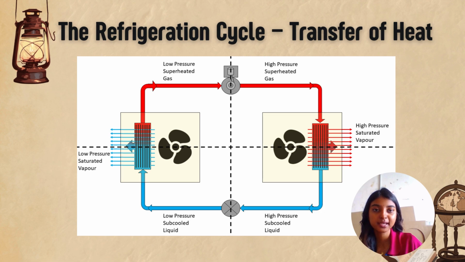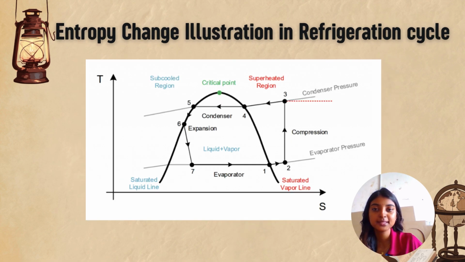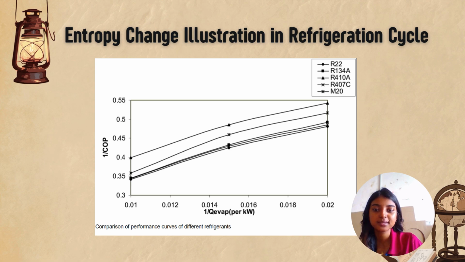In the refrigeration cycle, this is how the transfer of heat happens. And this is the graph or diagram for the entropy change illustration in the refrigeration cycle. We take some different refrigerants and compare their performance curves. This is the entropy change illustration in different refrigeration cycles.